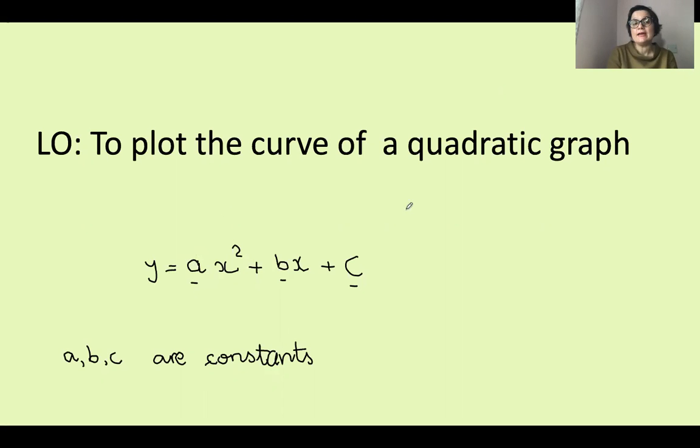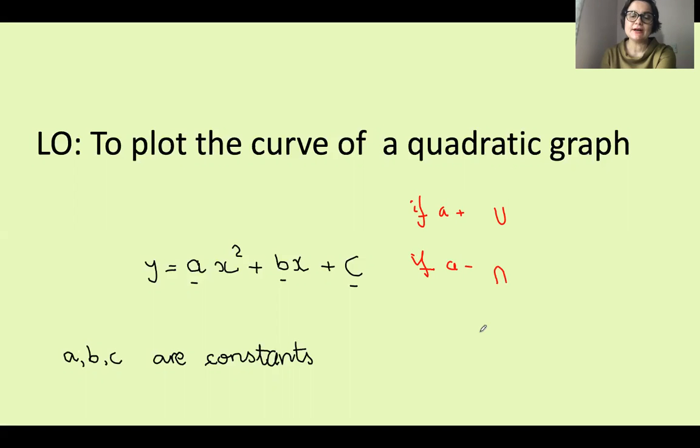Now, if a is positive, remember this, then the curve or the parabola is going to look like this. Something similar to this one, so it's a smiley face. But if a is negative, then the parabola is going to look like that. So it's a frowny face.